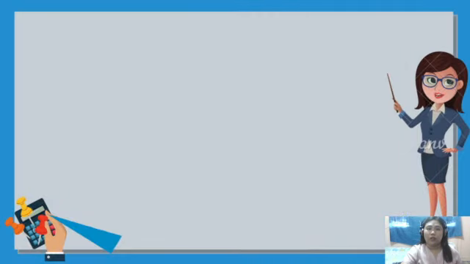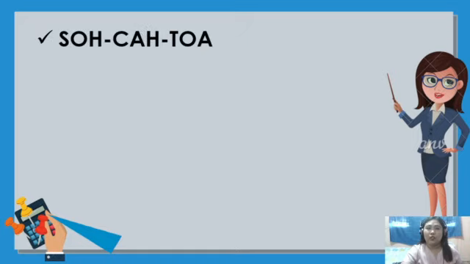Okay, so let's wrap up our discussion. We discussed the six trigonometric ratios and the mnemonic for easily remembering the equations, SOHCAHTOA. SOH is sine theta equal to opposite side over the hypotenuse. CAH stands for cosine theta equal to adjacent side over the hypotenuse. And TOA is tangent theta equal to opposite side over the adjacent side.